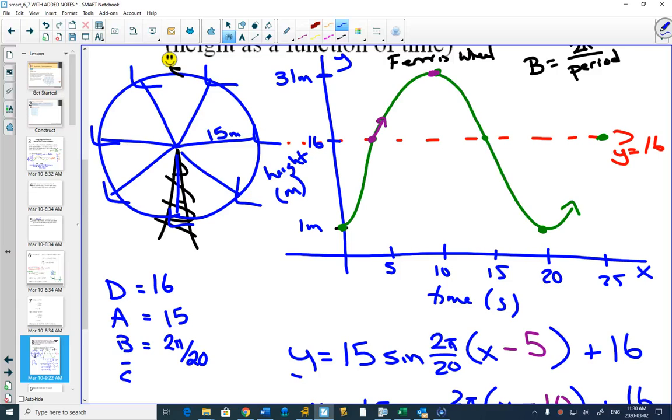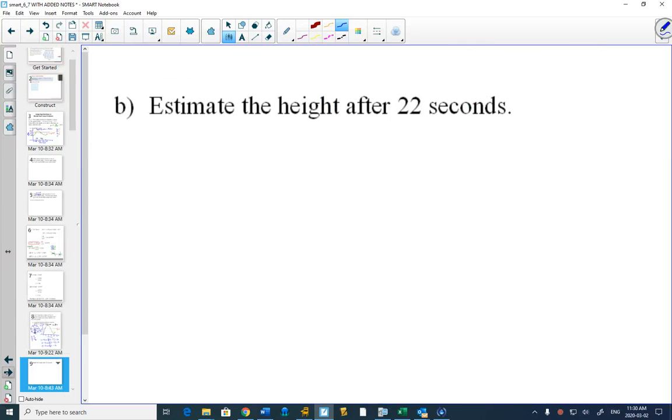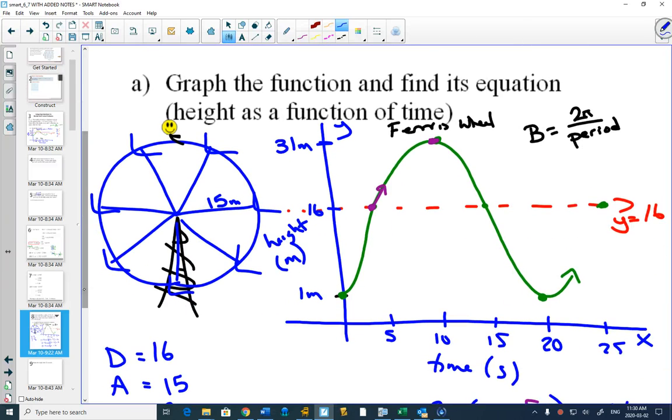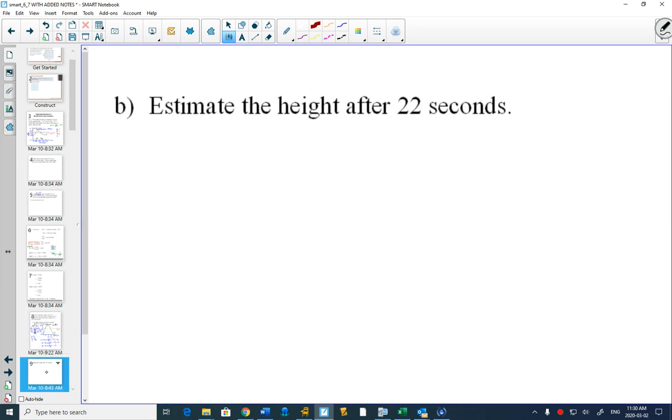Okay? Part B here, it says, estimate the height after 22 seconds. So if I go to my graph, and at 22 seconds is right there, I go up, and then over. What height do you think that looks like? 4.2. It says estimate, so as long as your estimate is reasonable, you would get that right.